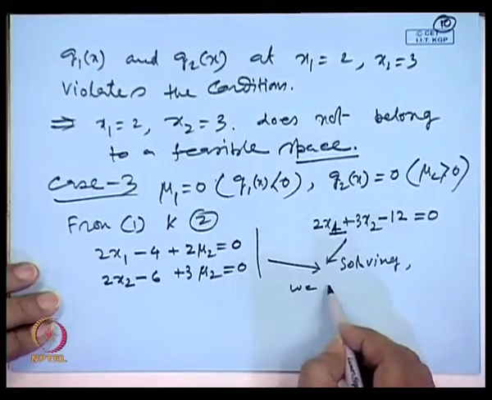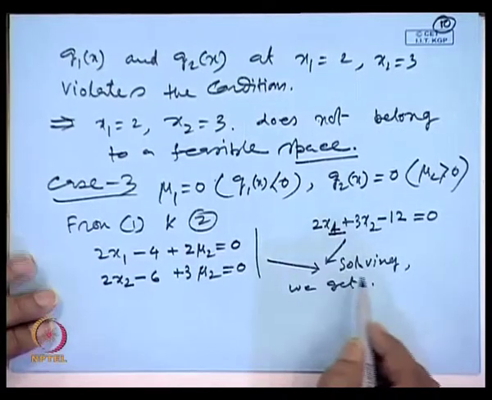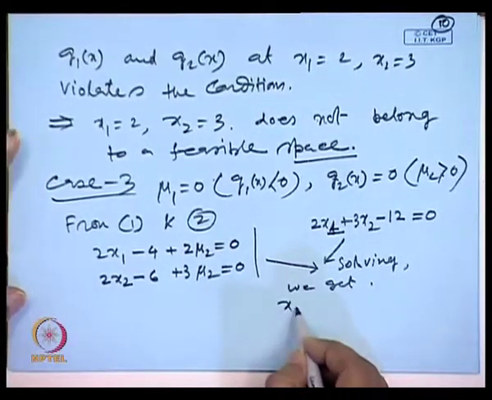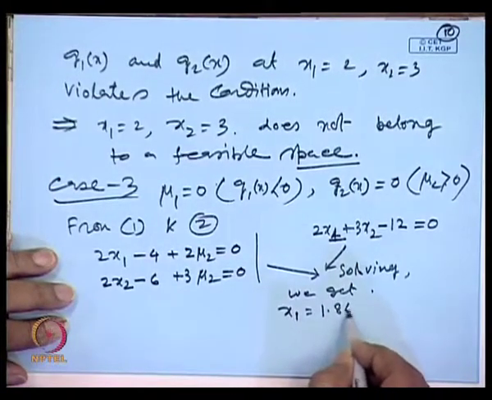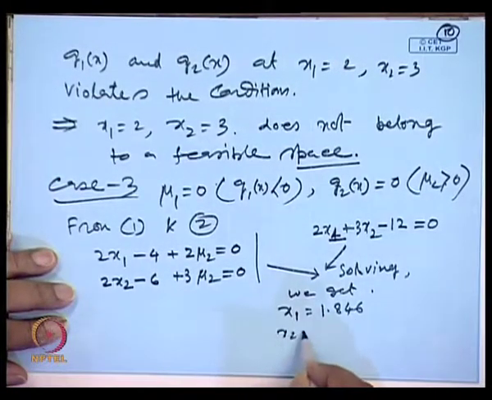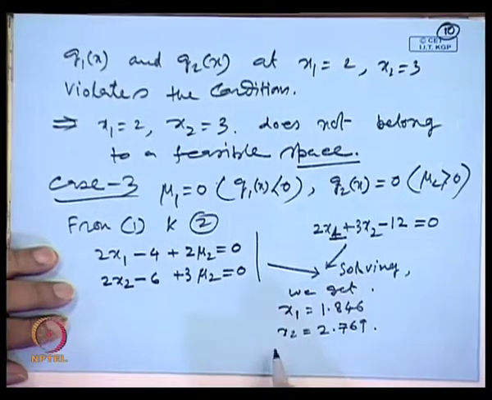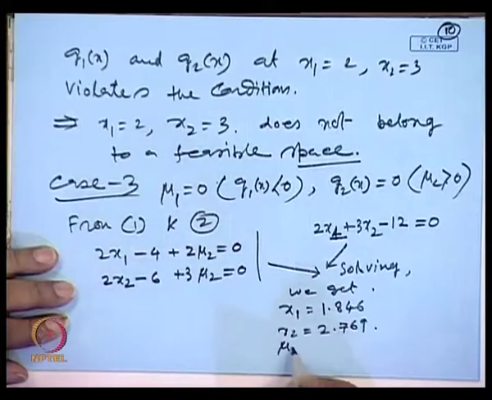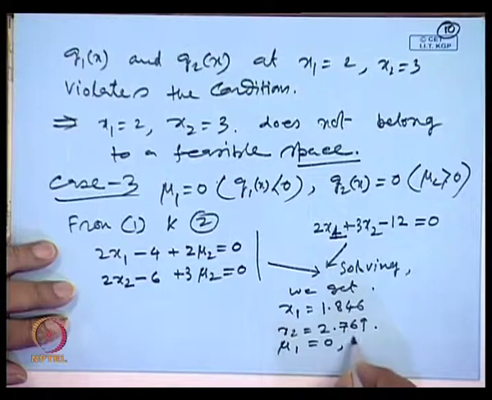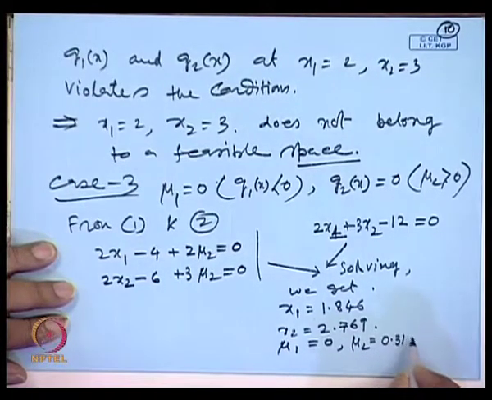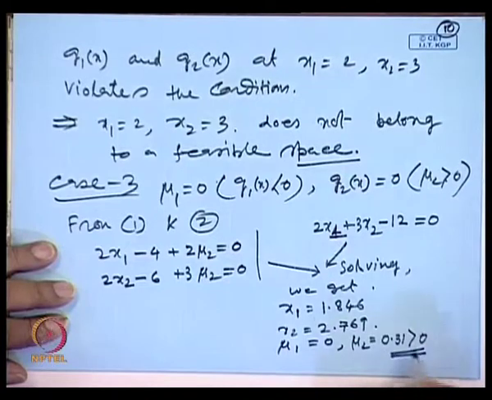we get x 1 is equal to 1.846, x 2 is equal to 2.769, and mu 1 you have considered is 0, and mu 2 we are getting is 0.31, which is greater than 0. Agree? So, this satisfies all the conditions.